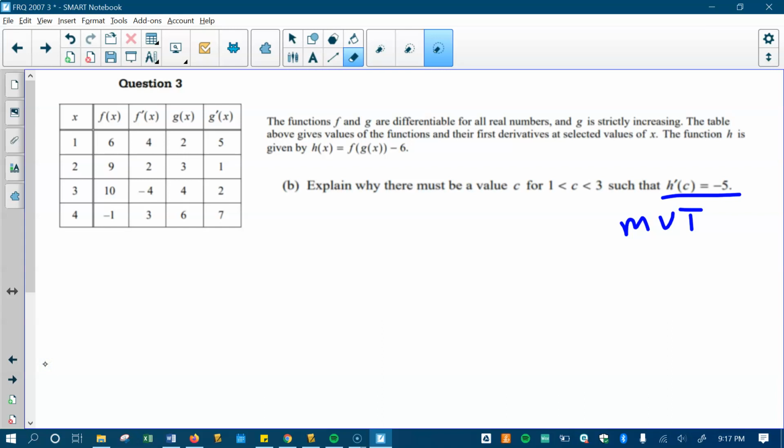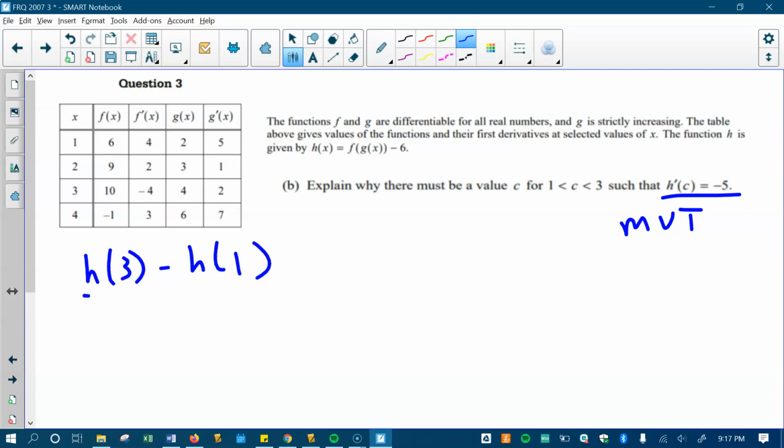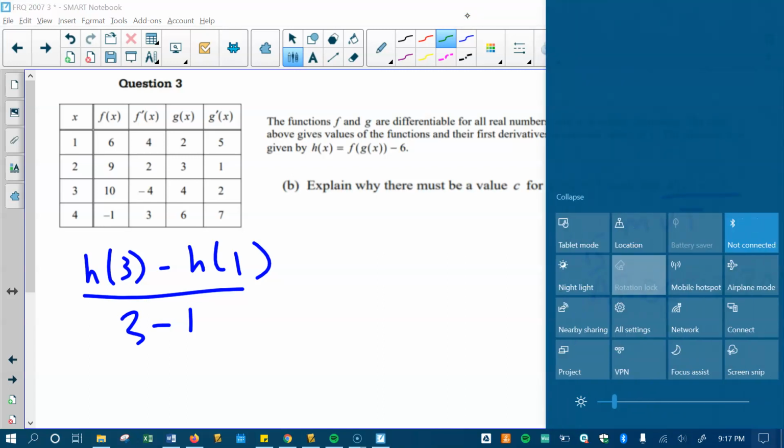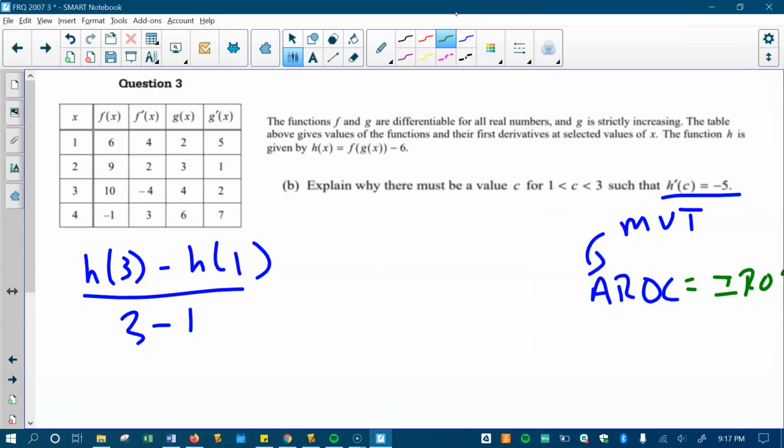So we're going to show that we actually have a -5 value. What I really need to do here is h of 3 minus h of 1 over 3 minus 1. The reason I needed that is because I want to show that the average rate of change, which is what I wrote down, is equal to the instantaneous rate of change. And the instantaneous rate of change is this. This is what they're saying it should be. If I can get a value equal to -5, and the function is continuous and differentiable, then I'm good to go. And I'll jot that down here for a second.